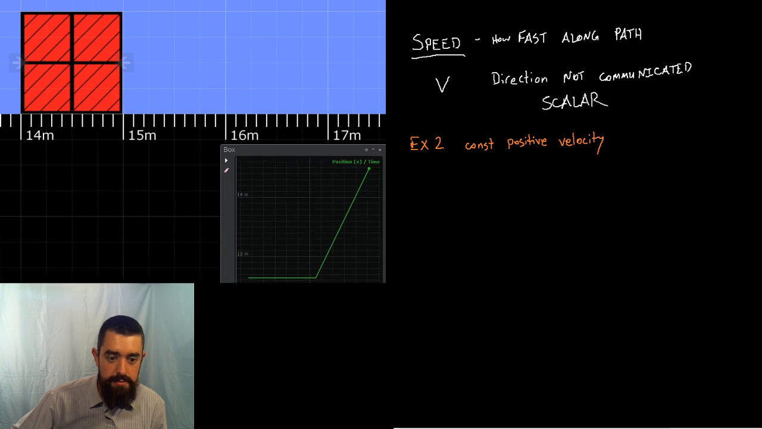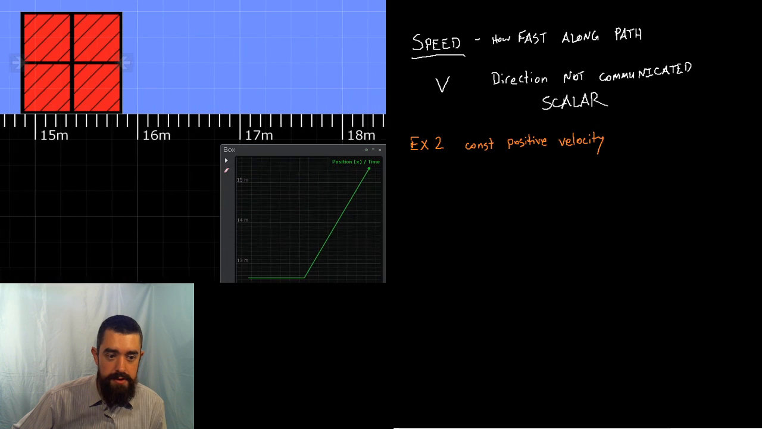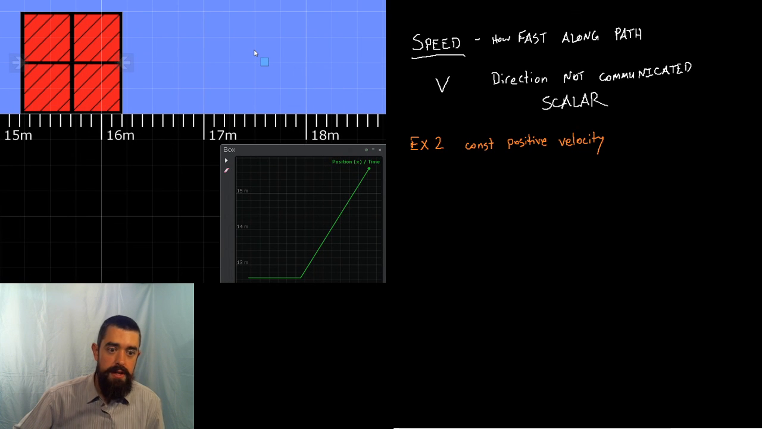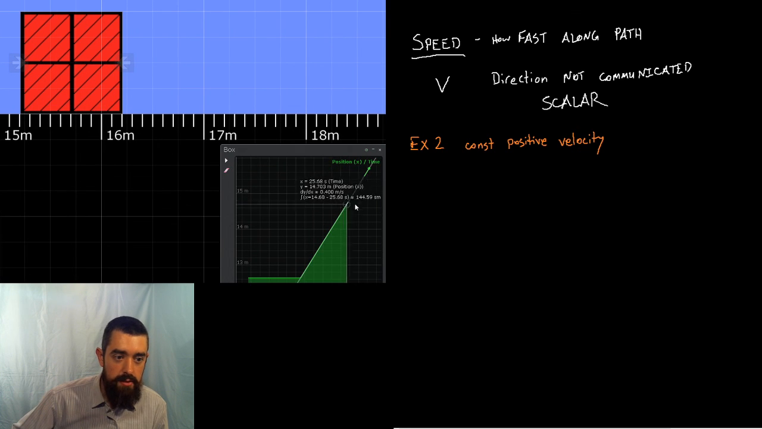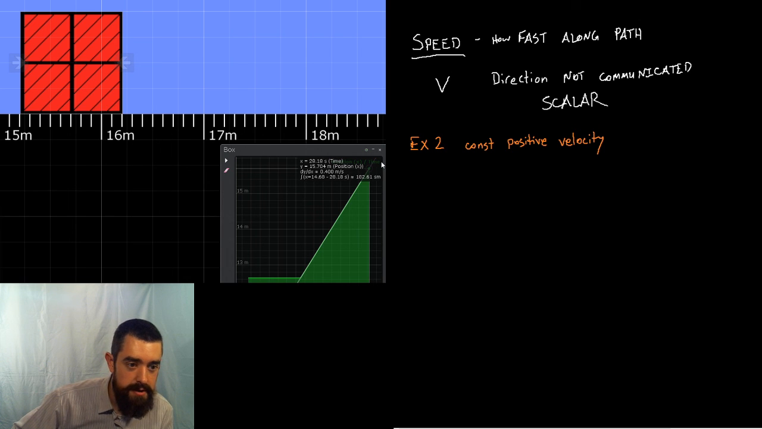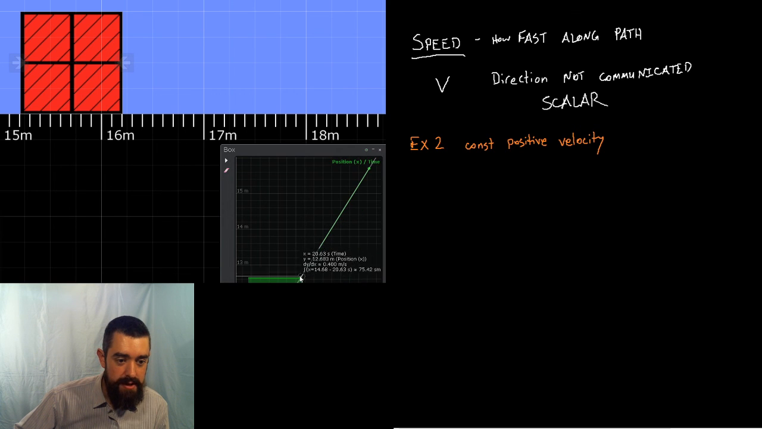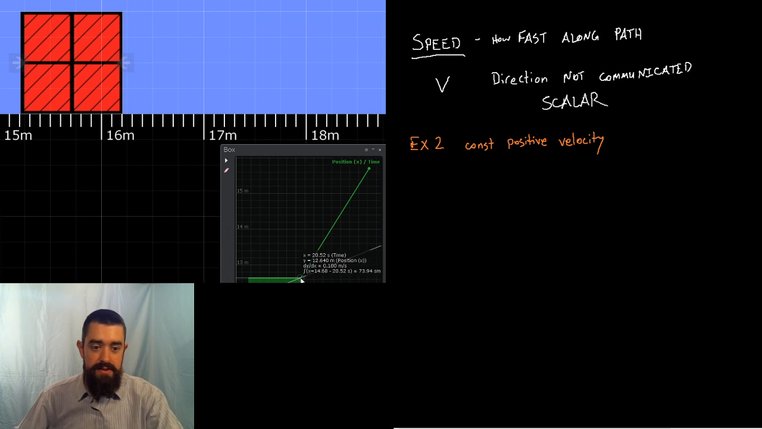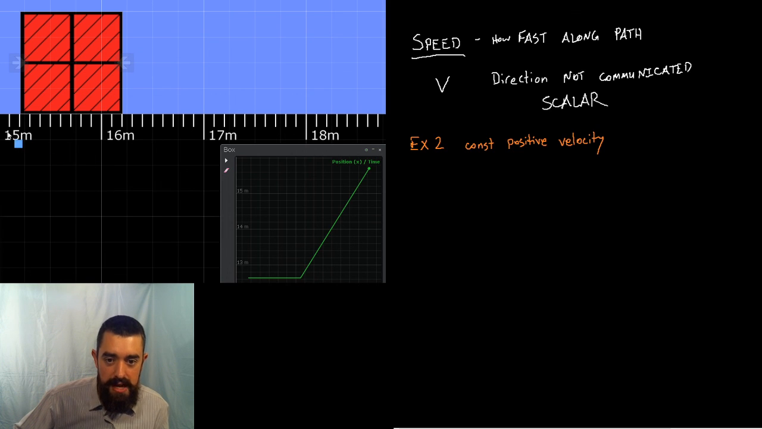So now the object is moving to the right. Let's let this run for a little while. Okay, that's good enough. So now we have a new time, and that new time is 28.18 seconds. All right, and we had 20.52 seconds before.